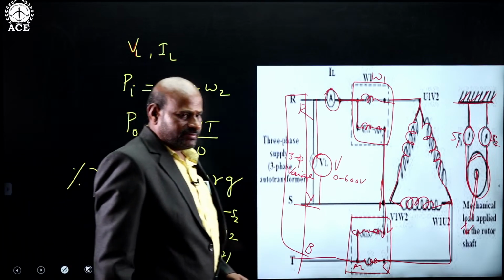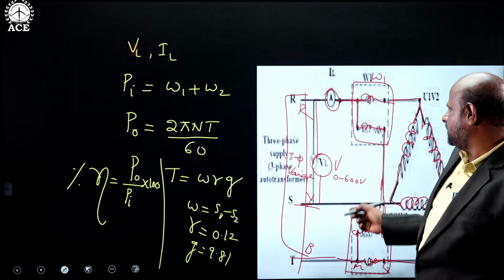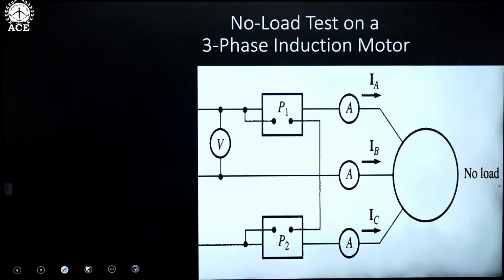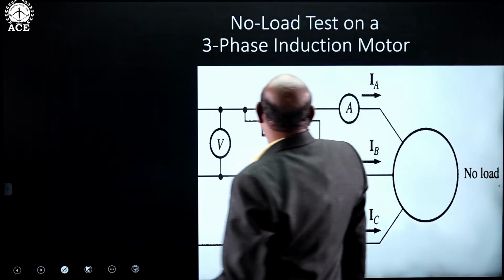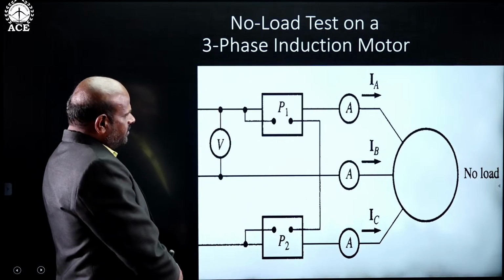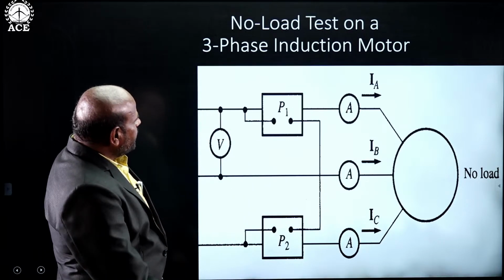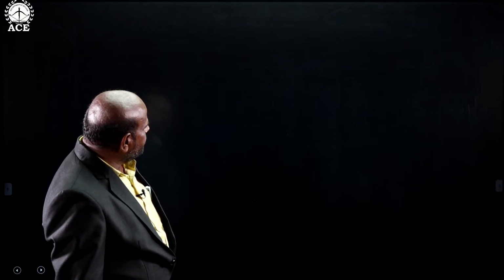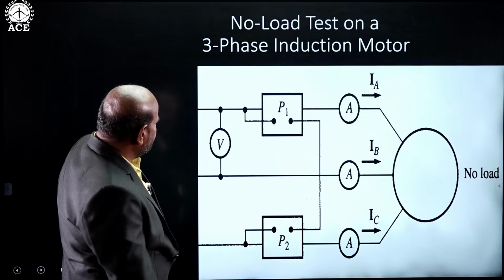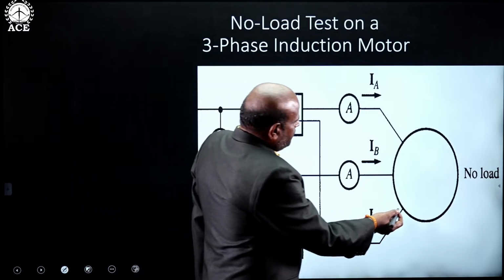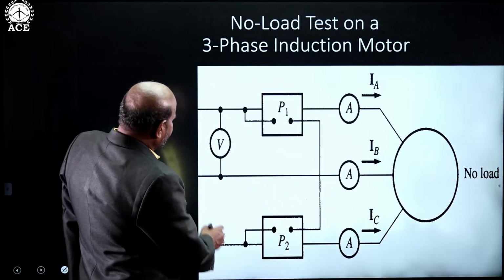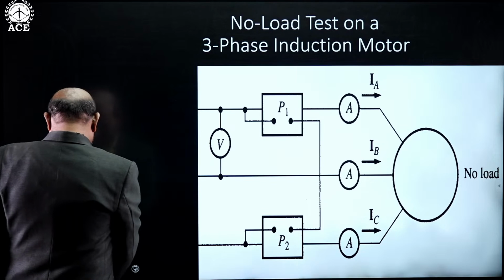In this way, we can find the performance of the three-phase induction motor by conducting this brake test. The next test is the no load test on the three-phase induction motor. The no load and block rotor tests are both conducted at a time. This is the no load test. Under no load condition, we are not applying any loads here. Simply we give the rated voltage.